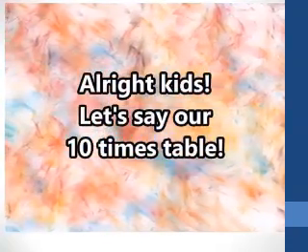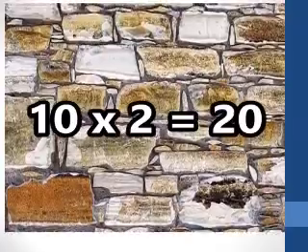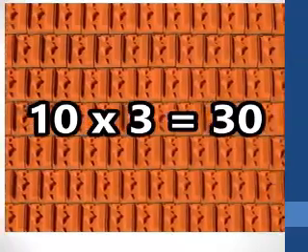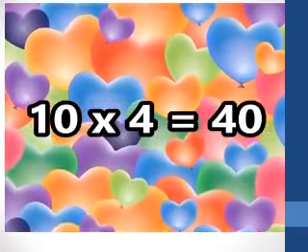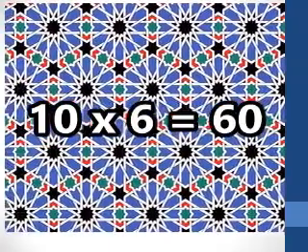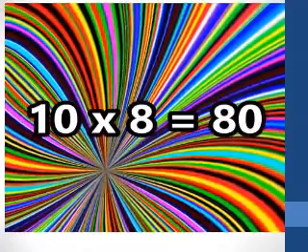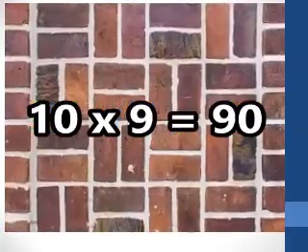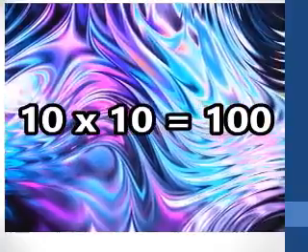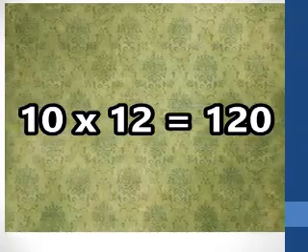Alright kids, let's say our 10 times table. 10 times 1 is 10. 10 times 2 is 20. 10 times 3 is 30. 10 times 4 is 40. 10 times 5 is 50. 10 times 6 is 60. 10 times 7 is 70. 10 times 8 is 80. 10 times 9 is 90. 10 times 10 is 100. 10 times 11 is 110. 10 times 12 is 120.